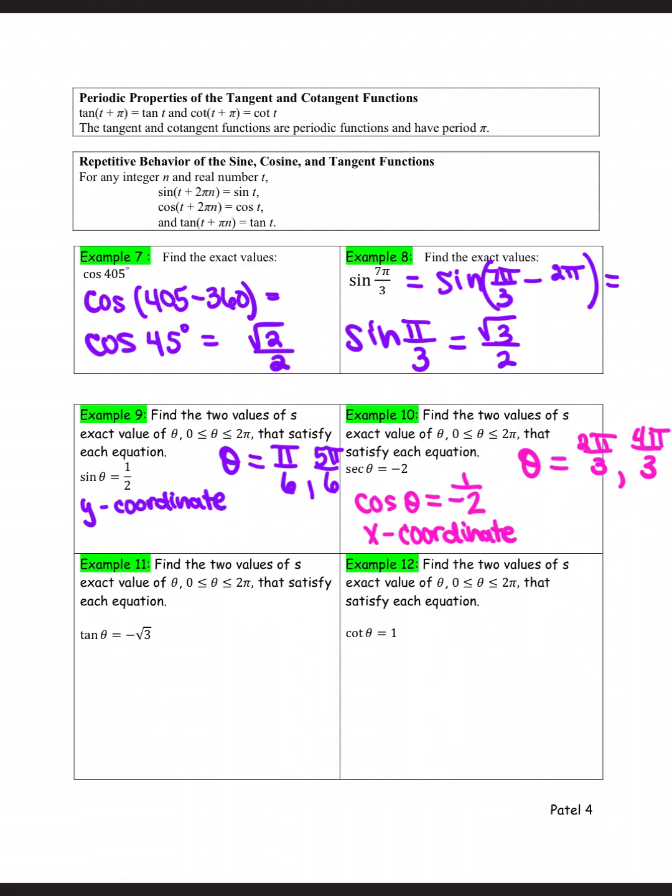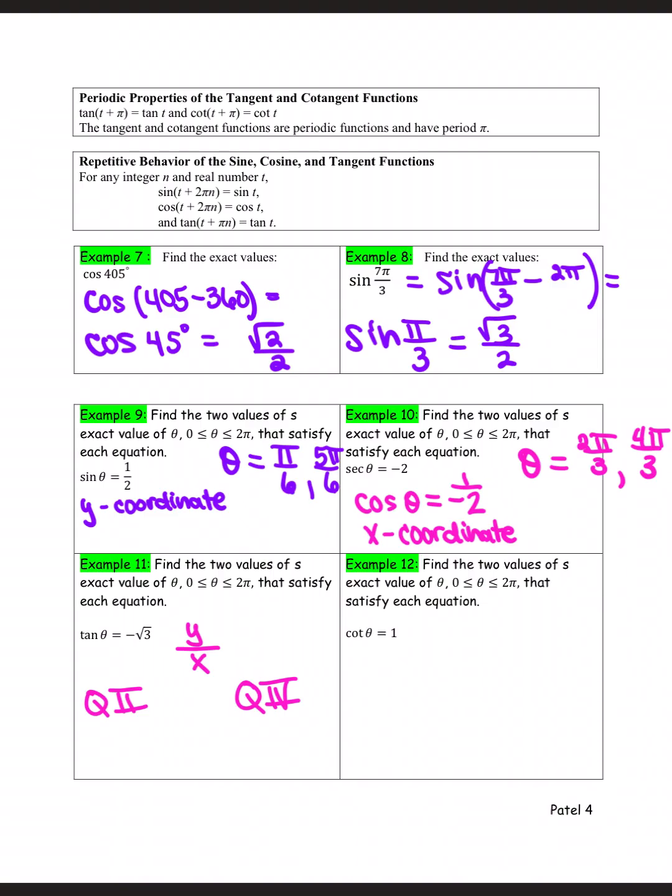Example 11, tan of theta equals negative square root of 3. So you have to do a little work here. We're looking for basically the ratio. So in your mind, you'll have to do y over x, or you can write it on paper, where it equals negative square root of 3. So we know that tangent is negative in quadrant 2, because y is positive, x is negative, therefore that'll make it a negative value. And in quadrant 4, y is negative, x is positive, and that will make it negative in quadrant 4.